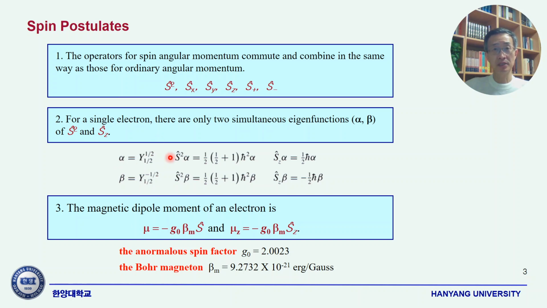And also the magnetic moment. This is a kind of magnetic property of the electron spin. The magnetic dipole moment of the electron is mu equals minus g0 beta_m times the spin operator. In this case, g0 is the anomalous spin factor, which is 2.0023, and beta_m is the Bohr magneton. So this is in erg per Gauss.